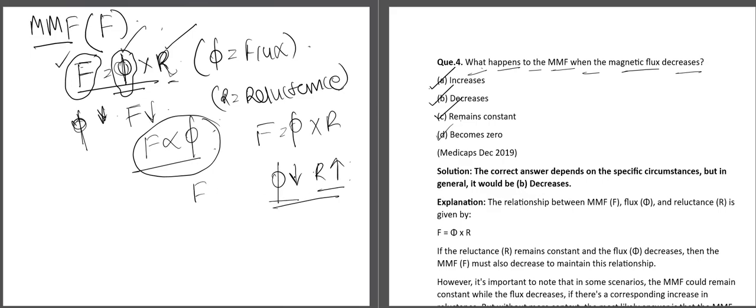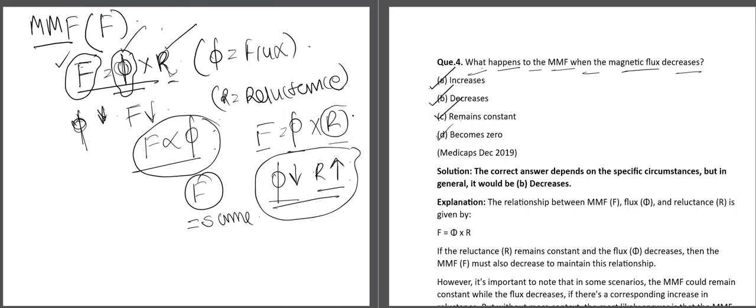In that case, this decrease and this increase may counterbalance each other, so our magnetomotive force may remain the same. This value is decreasing, this value is increasing, so our overall value remains the same. So this is one scenario if we assume that R, or reluctance, is changing. But in the question, the specifications of R are not given, so by default we are assuming that R is constant. According to that assumption, the magnetomotive force will decrease when the magnetic flux decreases.